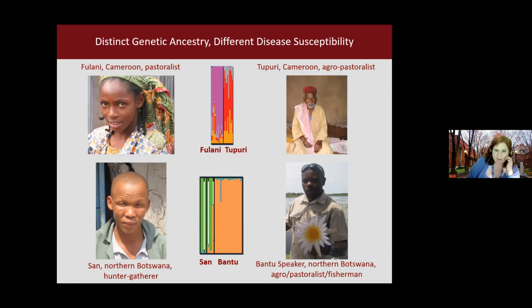The San, as many of you may know, have a higher incidence of TB relative to some of the neighboring Bantu-speaking groups. Again, this could be due to environmental factors, social cultural factors, or could have something to do with genetic risk factors or host pathogen interactions.